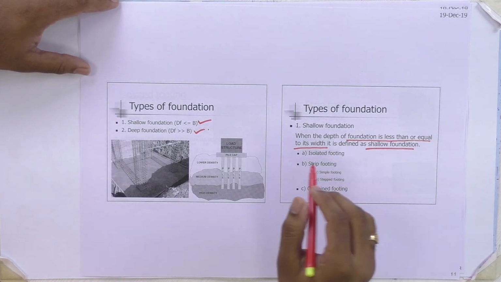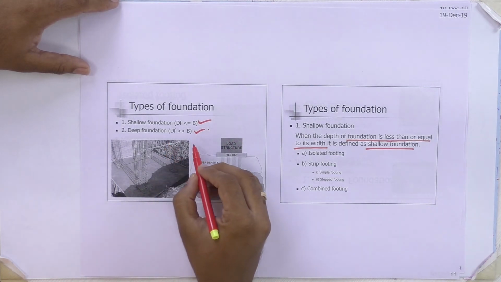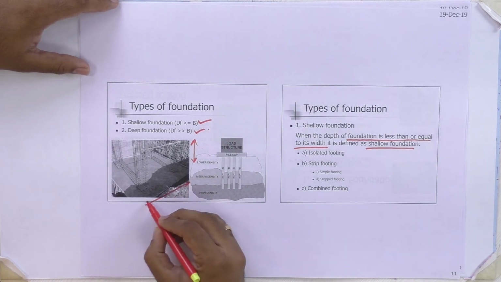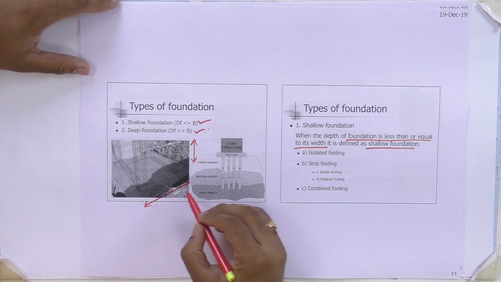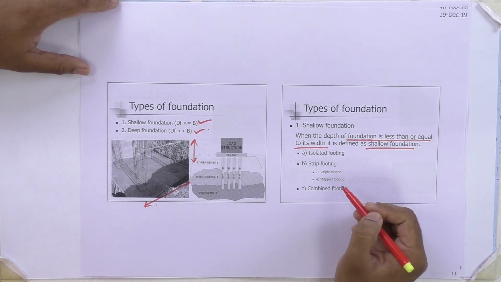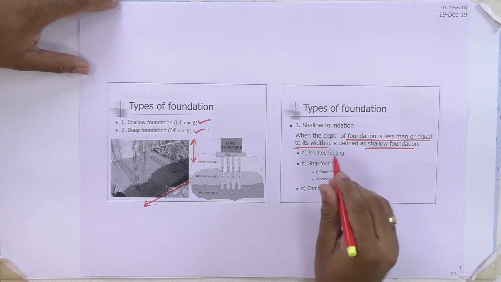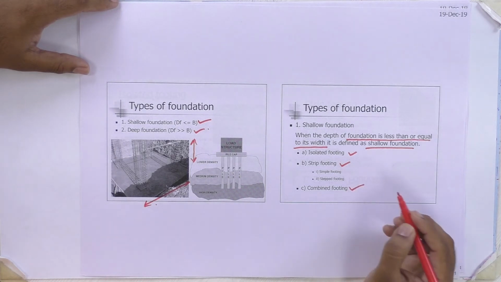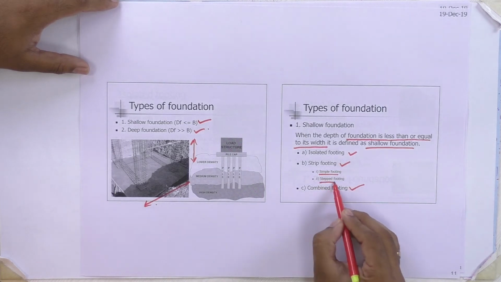The room size, for example. See here in this image, the depth of foundation is here, and this one is the width. So the depth will be less than or equal to its width, so we call it a shallow foundation. In shallow foundation, we have different types of footings: isolated footing, strip footing, and combined footing. Strip footing is again subdivided into simple footing and stepped footing.